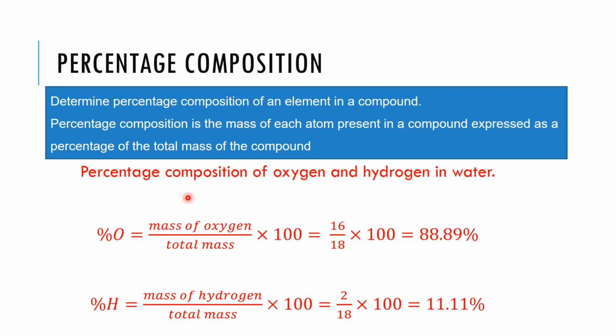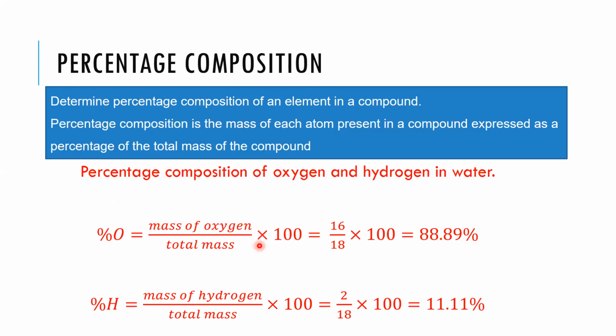Let's look at percentage composition. There's a whole piece, and this piece is composed of parts, and each part is a certain percent of the whole piece. This is percentage composition by mass. So when we talk about a compound, the mass of the whole compound is 100%, and the mass of one element in this compound is some percent of the total mass of the compound. That's the question today: determine the percentage composition of an element.